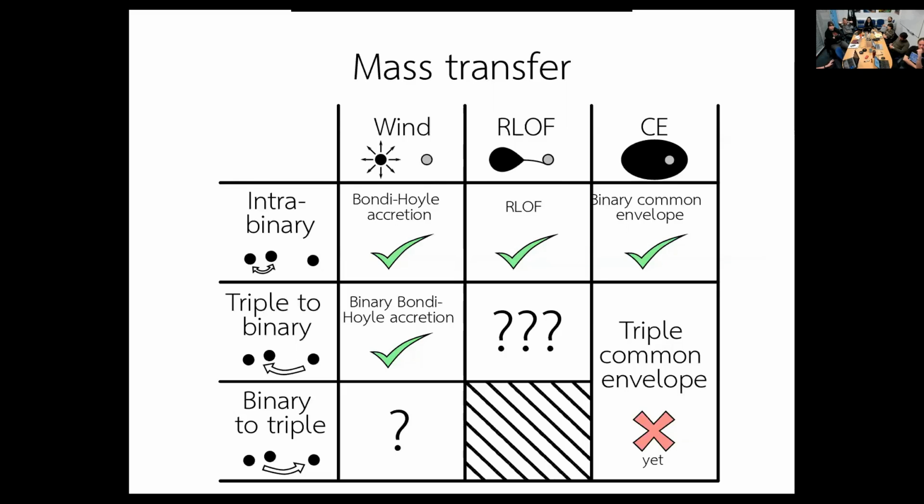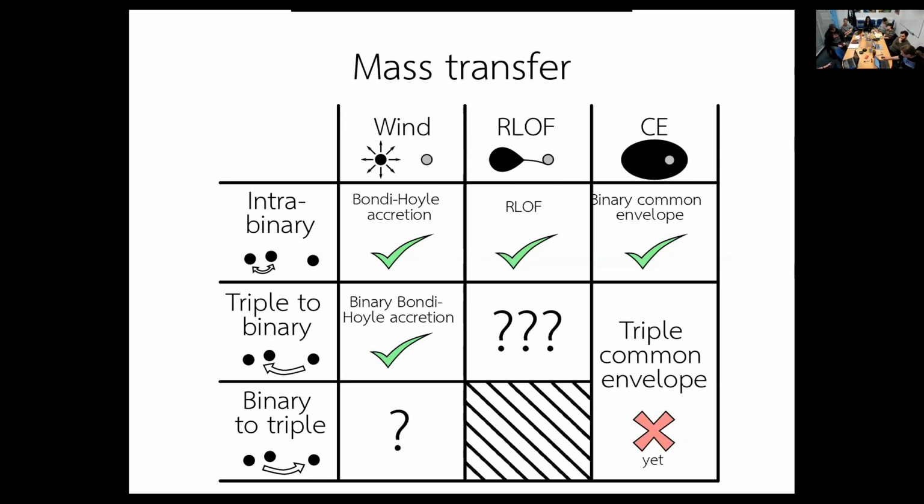How much do you trust the research that has been done on this? For which? Triple to binary. I know that Simon Portegies Zwart, or one of his students, had a paper out. For winds or for Roche-Lobe? Onto the inner binary. I'm not sure. The problem is it seems like it should be quite disky, and I do remember seeing these, but I don't remember the resolution they used and whether it was sufficient to resolve disks.